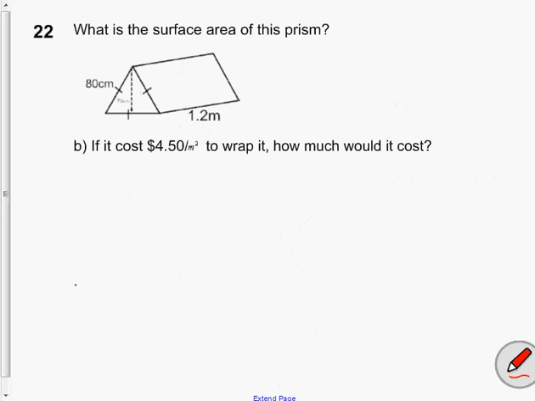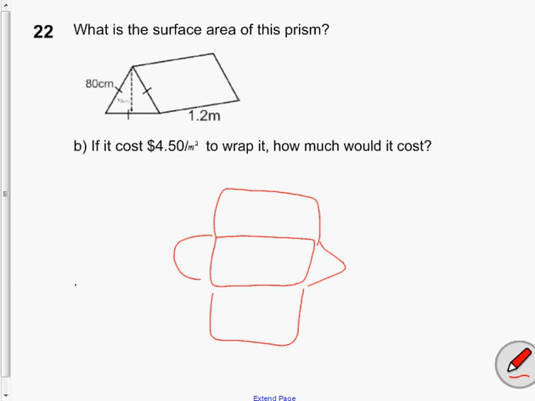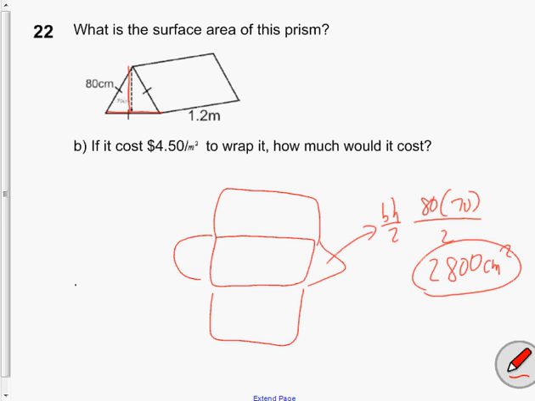A triangular prism, what's the surface area of this? Easiest way is to draw your net. This says 70, I think, right? And this says 80. So the triangle here will be base times height divided by 2, or 80 times 70 divided by 2, which will be 40 times 70, which is 2,800 centimeters squared. That's for this one right here. And it's also for this one here.